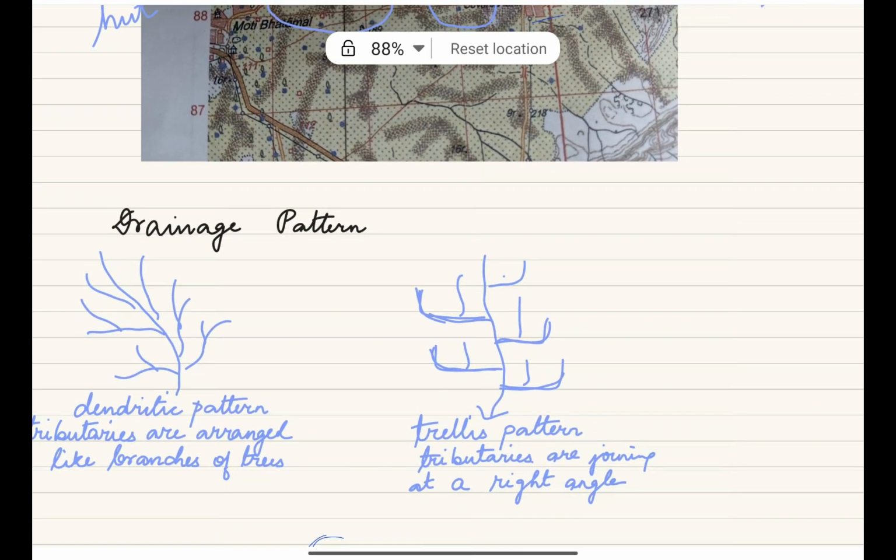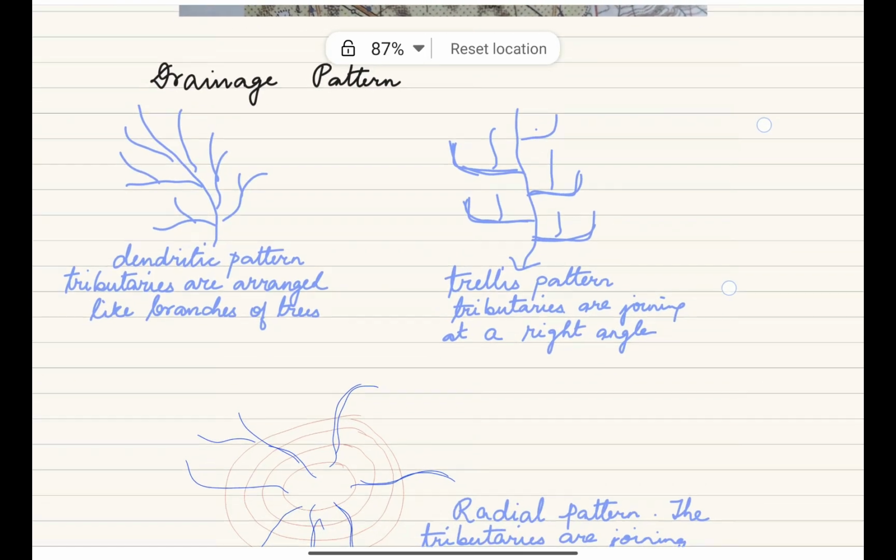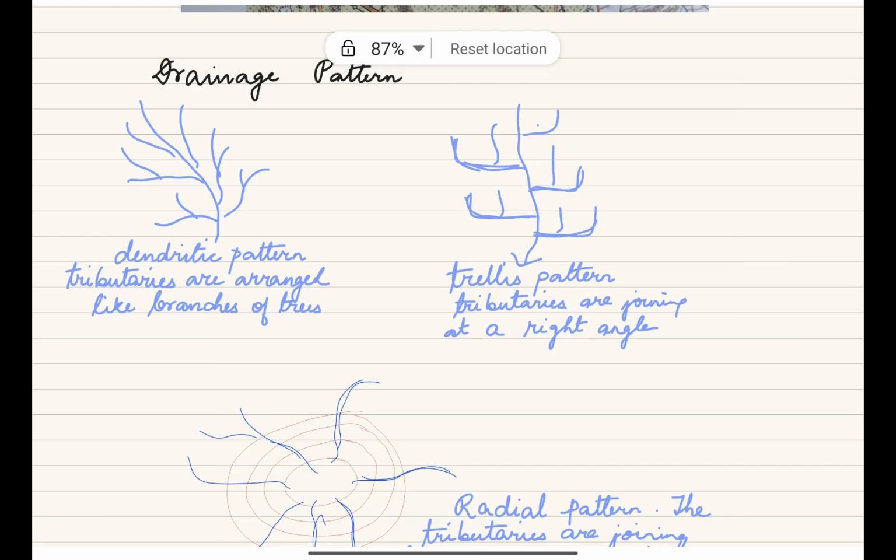Next comes drainage pattern. Drainage pattern, there are three types. One is dendritic, the other one is trellis, and third one is radial. In dendritic pattern, the tributaries look like different branches of trees. They are arranged just like branches of trees.